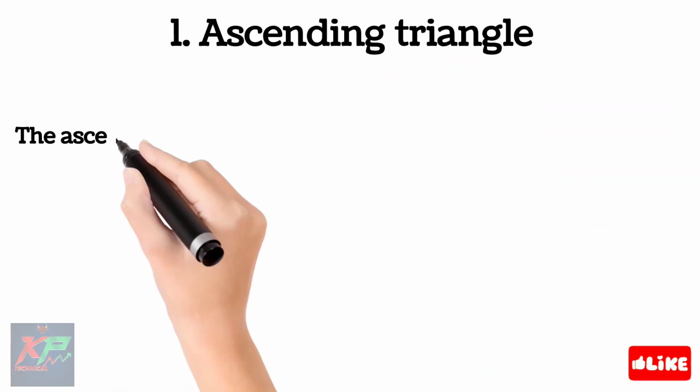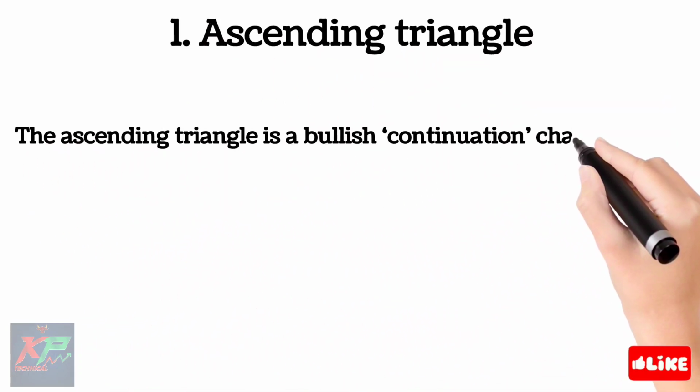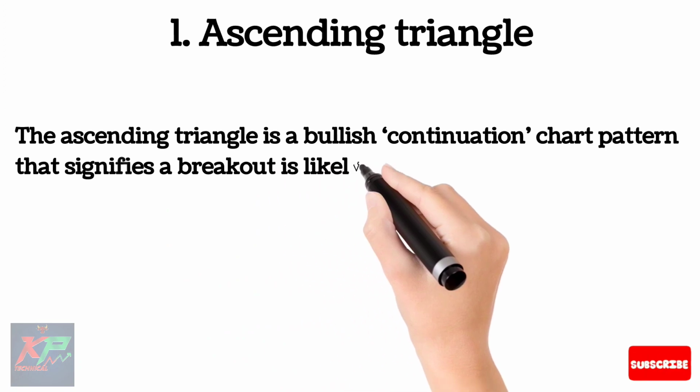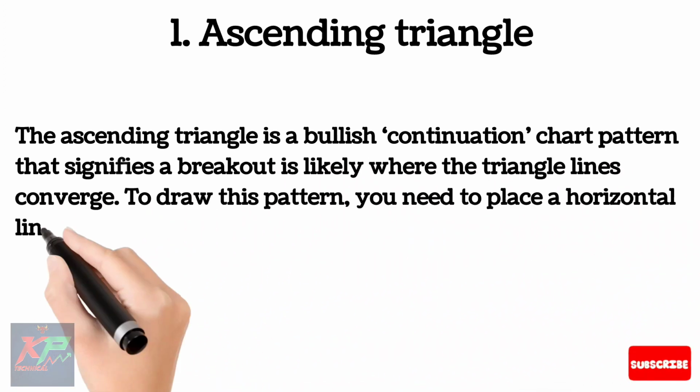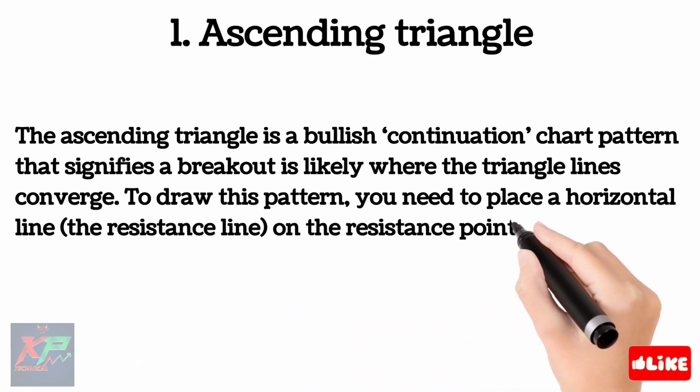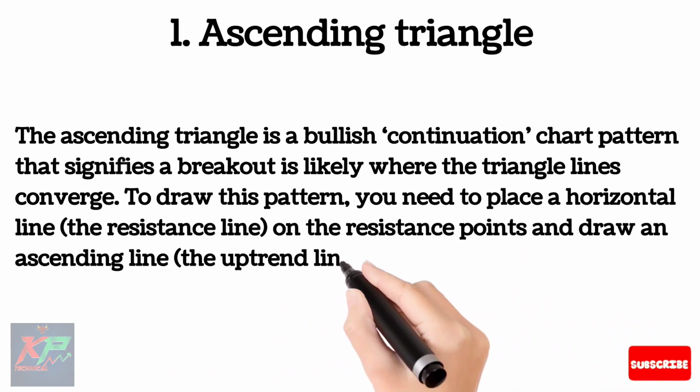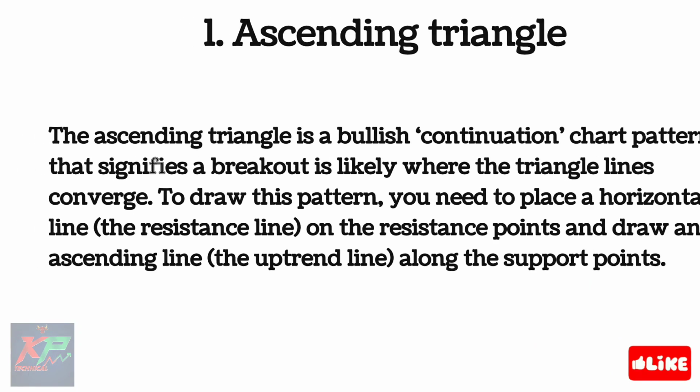1. Ascending triangle. The ascending triangle is a bullish continuation chart pattern that signifies a breakout is likely where the triangle lines converge. To draw this pattern, you need to place a horizontal line, the resistance line, on the resistance points and draw an ascending line, the uptrend line, along the support points.